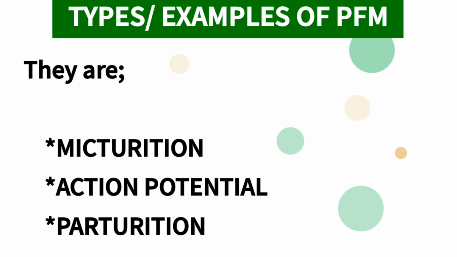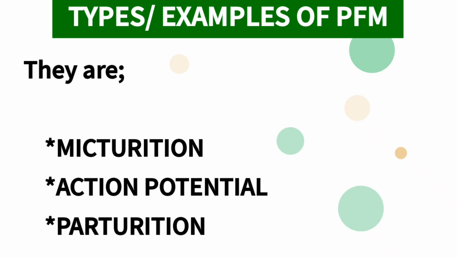The third one is parturition. Contraction of the uterus leads to release of oxytocin, which increases its contraction and opening of the cervix. So this occurs until the fetus is expelled from the uterus. So this works in a positive feedback mechanism.